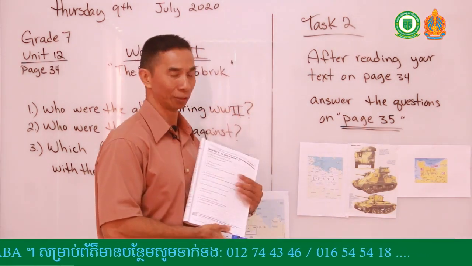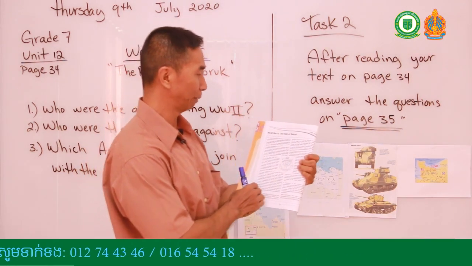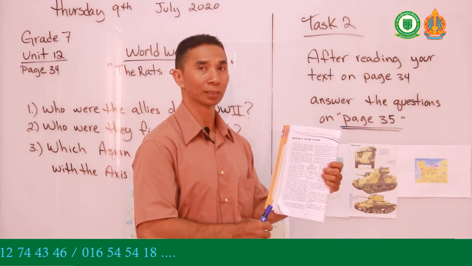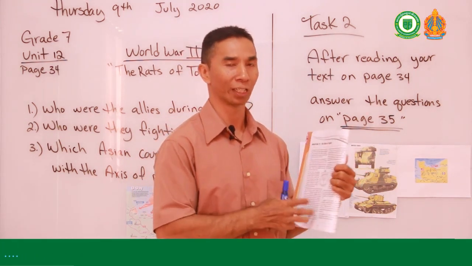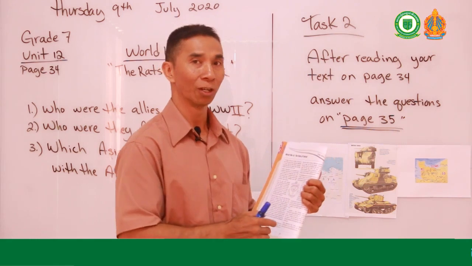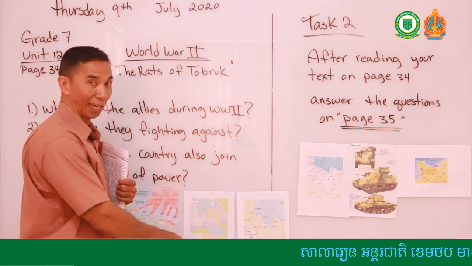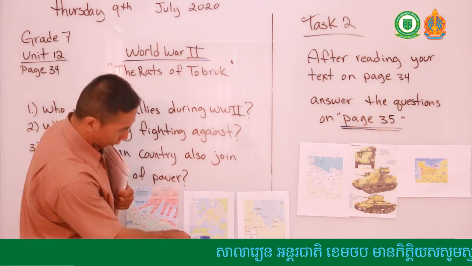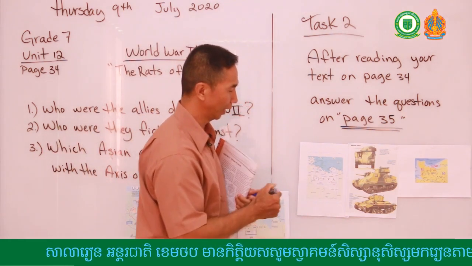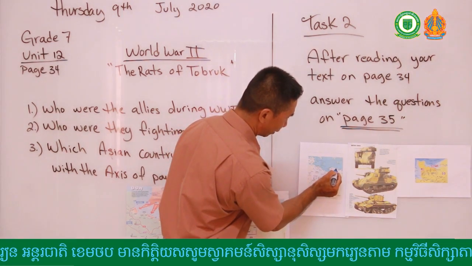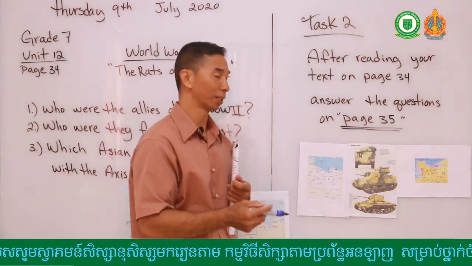Okay, on to our task 2. Task 2 is about our reading text on page 34. And page 34 talks about the Rats of Tobruk. As we discussed in our first video, the Rats of Tobruk were a group of soldiers from Australia fighting a war in Tobruk. Where is Tobruk, you might ask? I have a map here. Tobruk is in northern Africa. It's in a country called Libya. And this here is a close-up of the country Libya. And Tobruk is right here on this dot. I will upload these pictures on our Telegram post so you will have a better view.